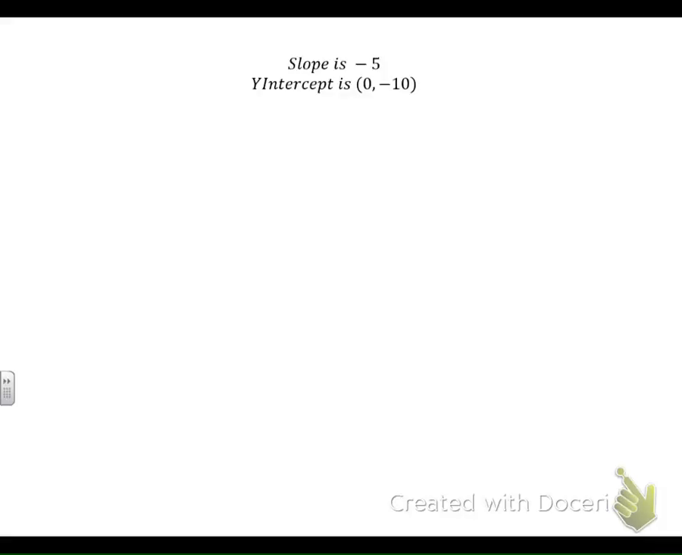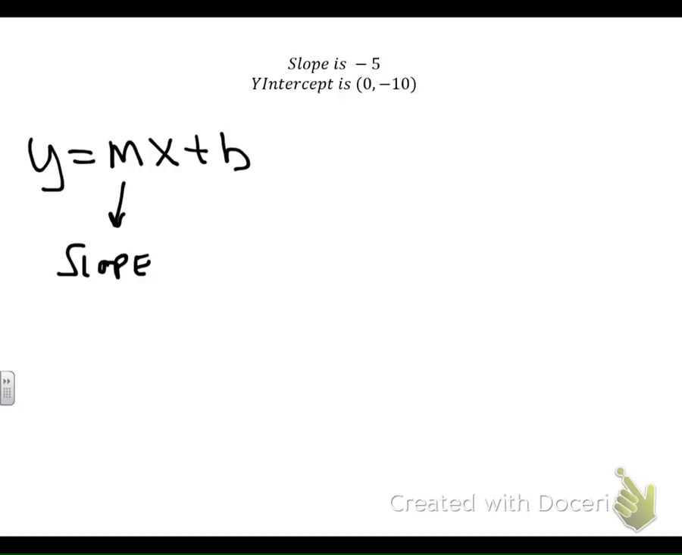Okay, I want to spend a second talking about how to write an equation when you're given various pieces of information. So first thing that we need to know before we get started is our basic equation formula, and this is called our slope-intercept form. That's y equals mx plus b. That's where the m represents your slope and the b represents your y-intercept.